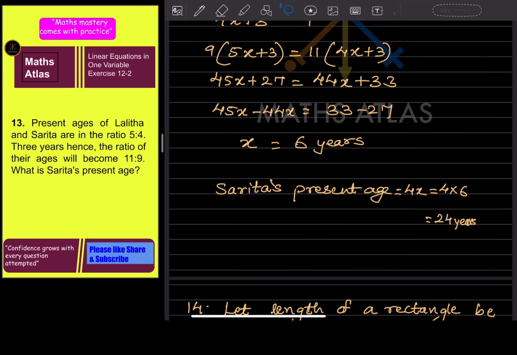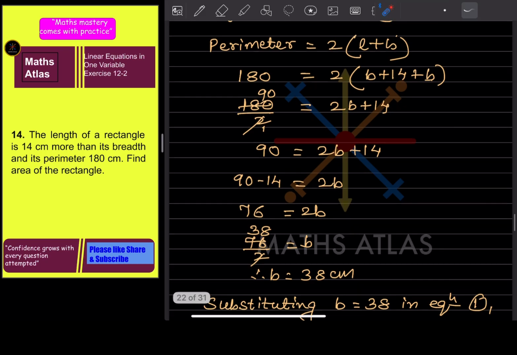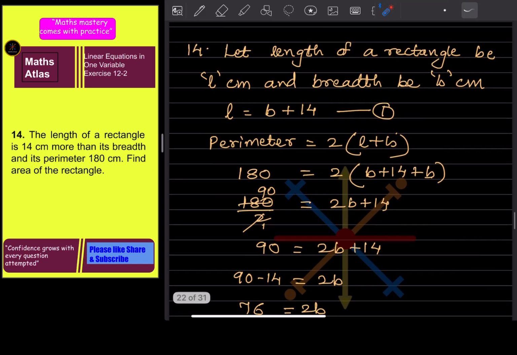So the next one, that is question number 14. You can see the question on the left hand side. The length of a rectangle is 14 centimeter more than its breadth and its perimeter is 180 centimeter. You have to find the area of the rectangle. So we'll consider that the length of the rectangle is L centimeter and the breadth is B centimeter. The length is 14 centimeter more than the breadth, so the length is B plus 14, because it is more than the breadth by 14.